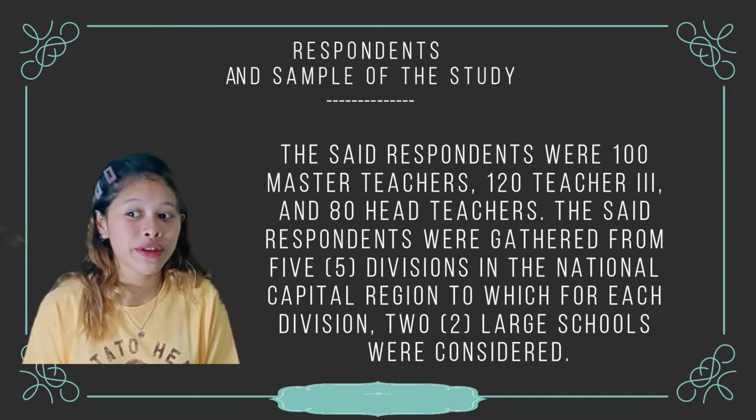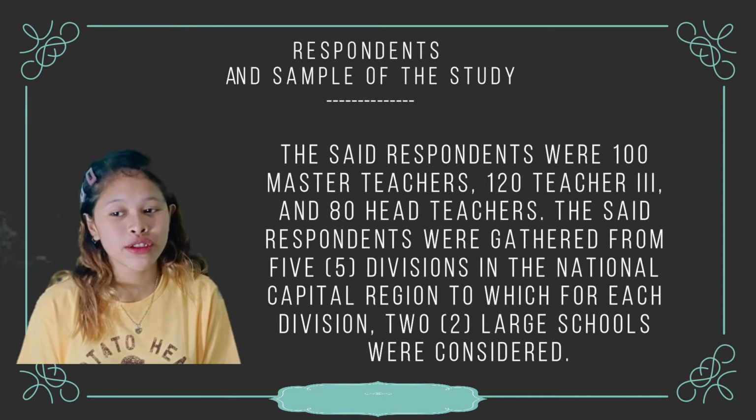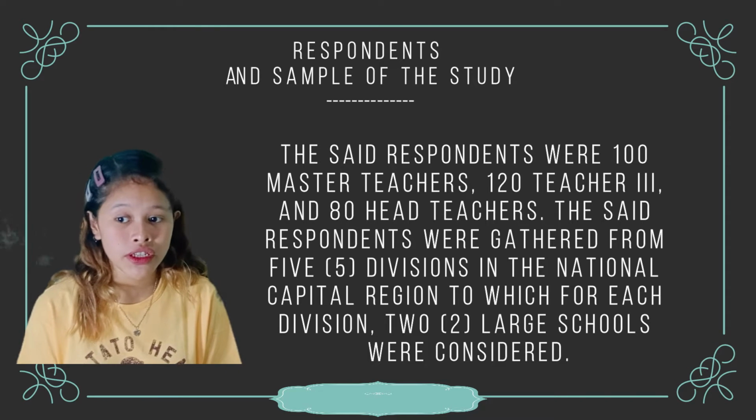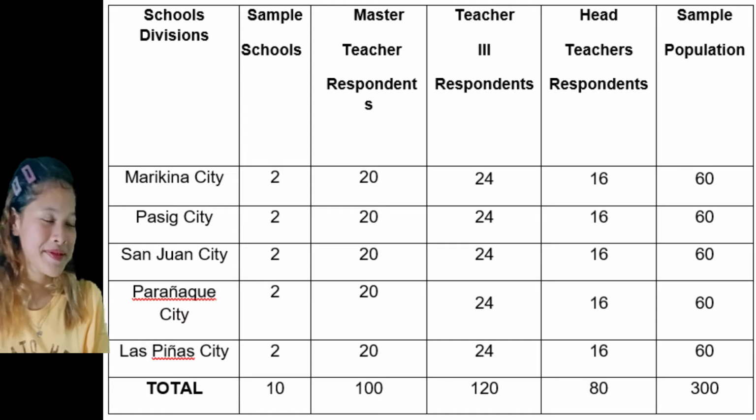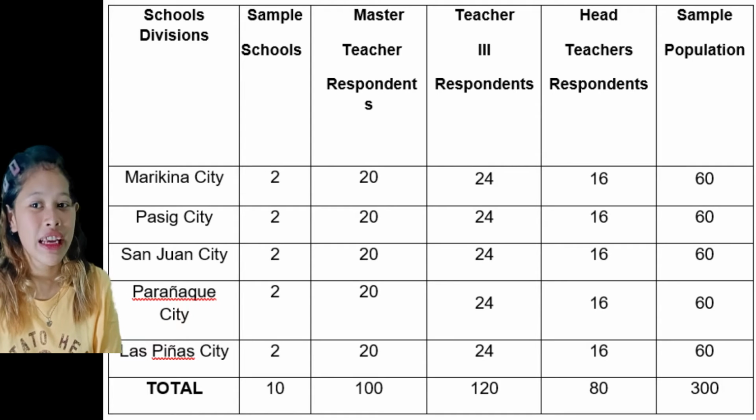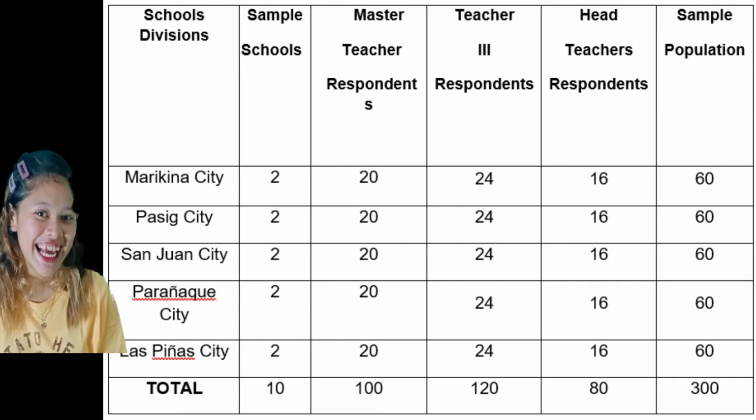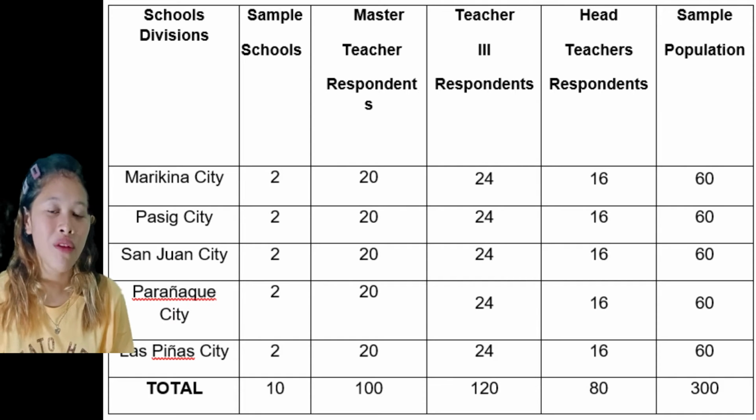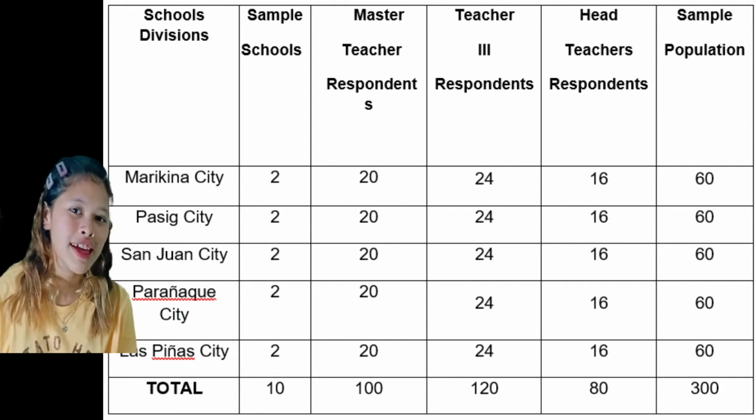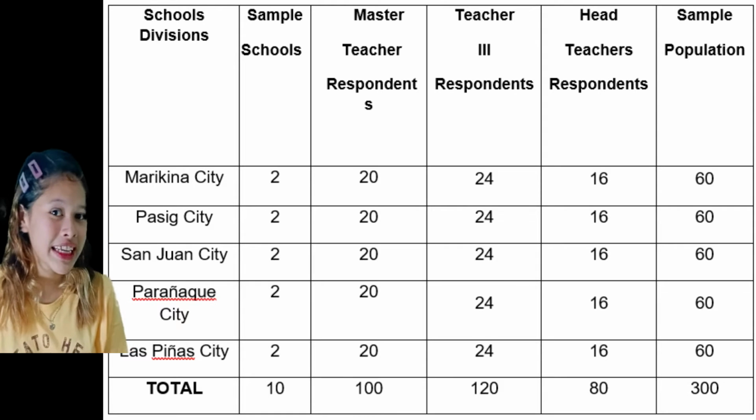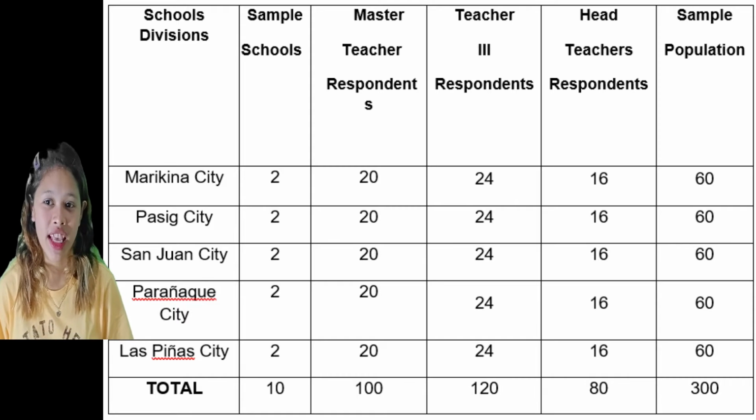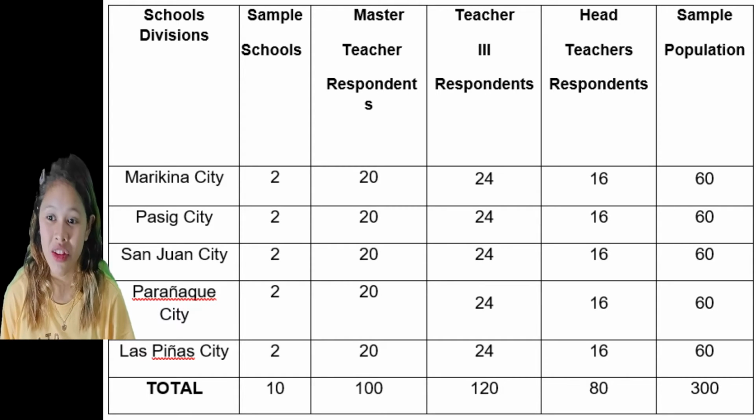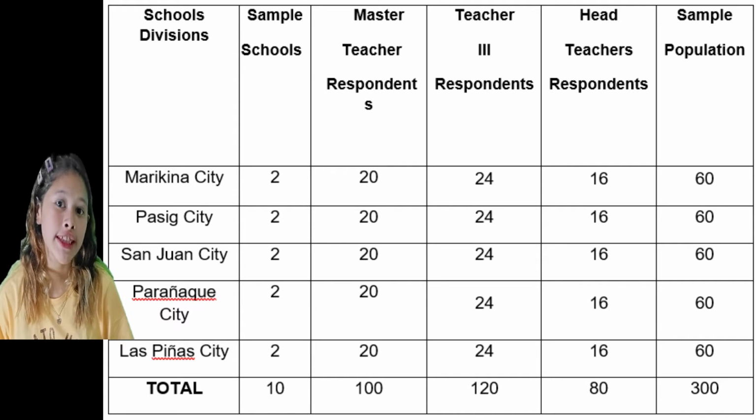The said respondents were gathered from 5 divisions in the National Capital Region, to which for each division, 2 large schools were considered. And here is the table. Teacher respondents for the National Qualifying Examination for School Heads and the randomly selected school divisions of the DepEd National Capital Region. For school division, we have here Marikina City, sample schools 2, and the master teacher respondents is 20, and the Teacher 3 respondents is 24, and the head teacher respondents is 16, and the sample population is 60.